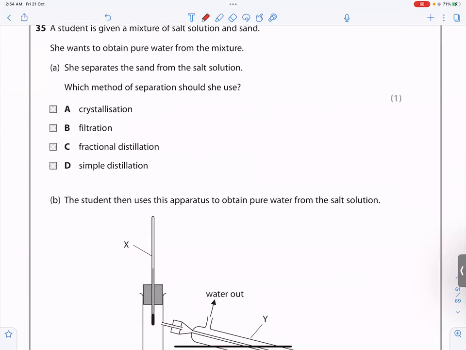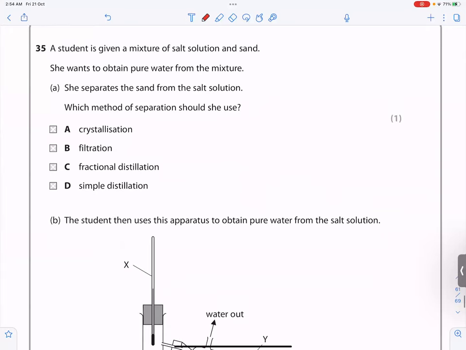Question 35. A student is given a mixture of salt solution and sand. She wants to obtain pure water from the mixture. She separates the sand from the salt solution. Which method of separation should she use? Since you are separating sand, it is filtration.